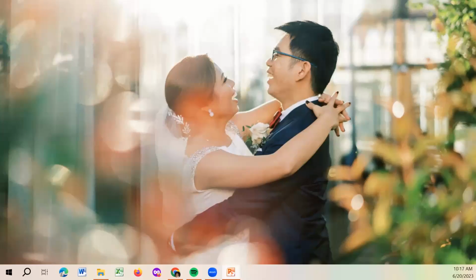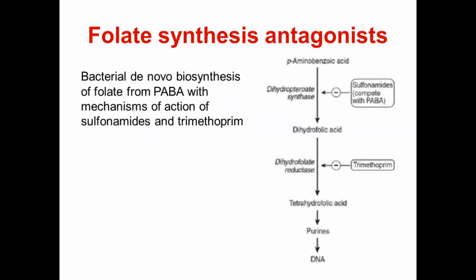So next, quinolones. Folic synthesis antagonist.